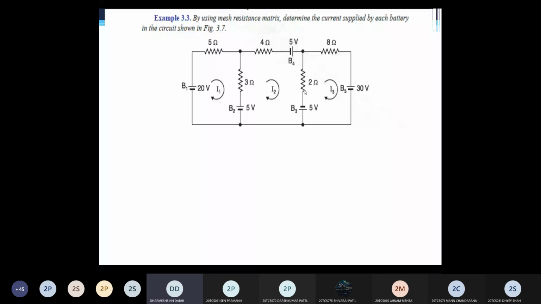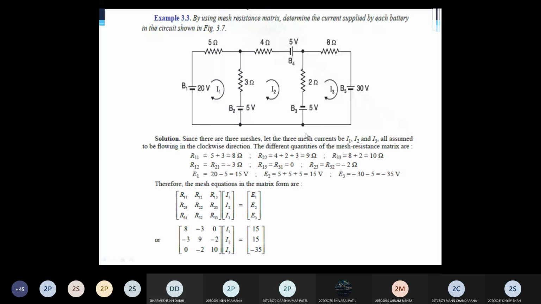So first of all, please understand here. First calculate I1, I2, I3 the same way as we calculated by using the mesh analysis. Apply KVL to all these 3 meshes and make the resistance matrix, and find I1 as delta R1 divided by delta R. Same way find I2 as delta R2 divided by delta R and I3 as delta R3 divided by delta R. Then our aim is what? To determine the current supplied by each battery.